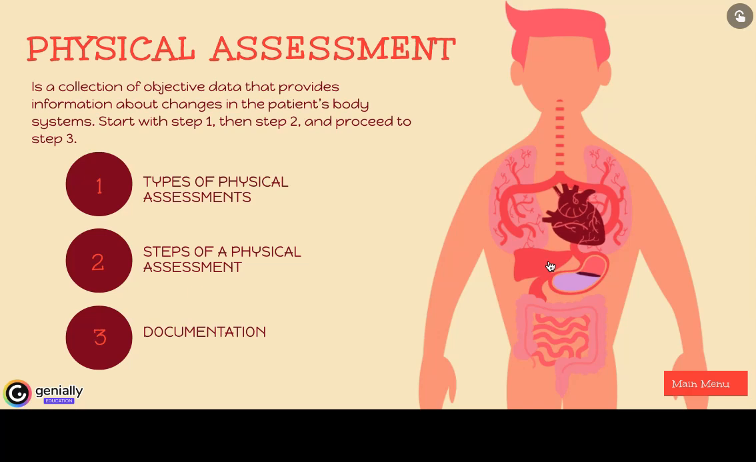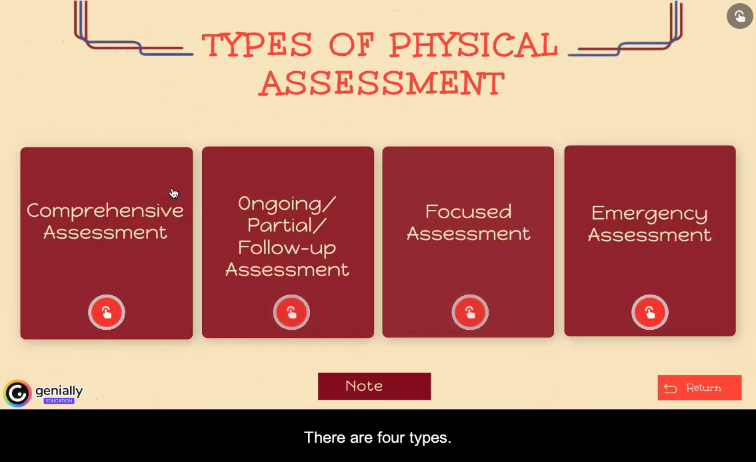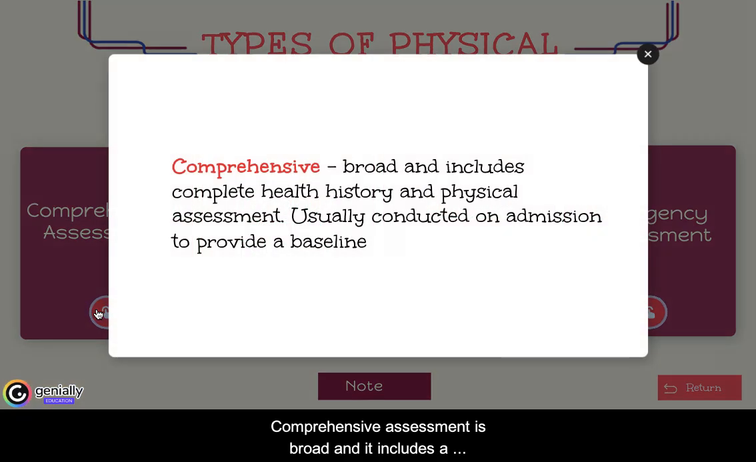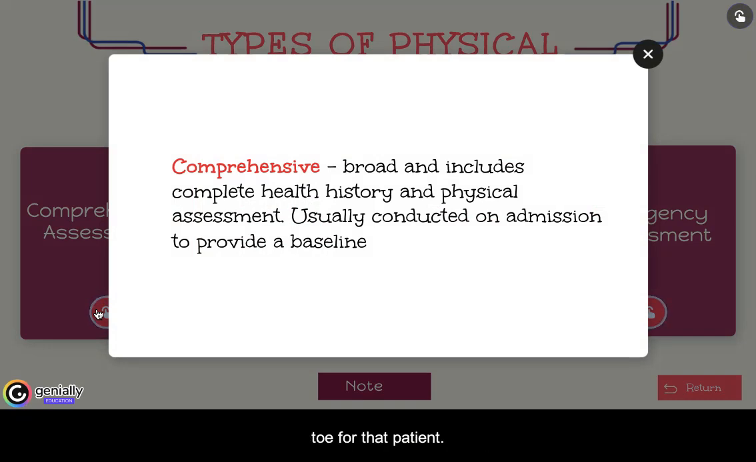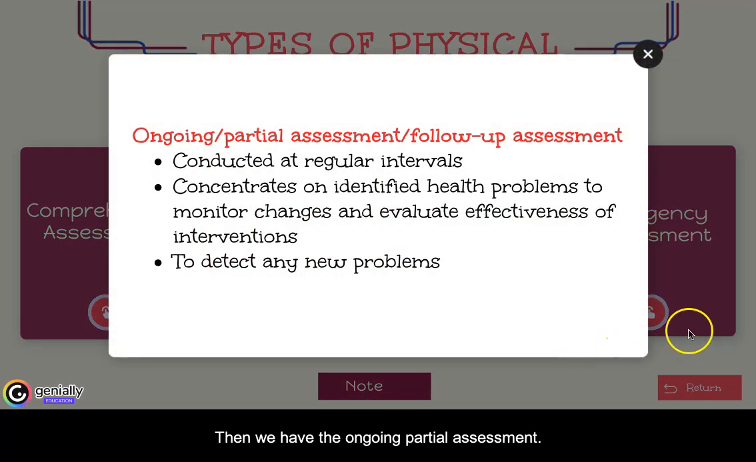systematic way. Before we even jump into physical assessment, let's talk about the types of physical assessments. There are 4 types. You have the comprehensive assessment. Comprehensive assessment is broad, and it includes a complete health history and physical assessment, head to toe, for that patient. This is usually done when a patient gets admitted to the facility and you need to create a baseline for that patient.